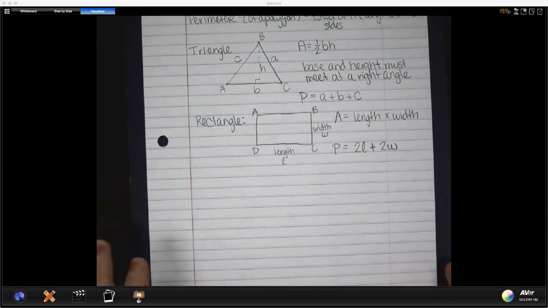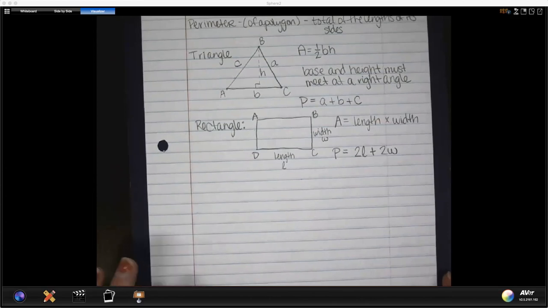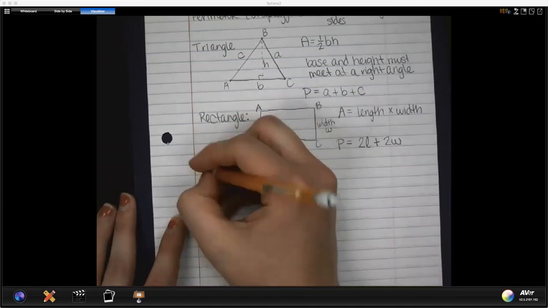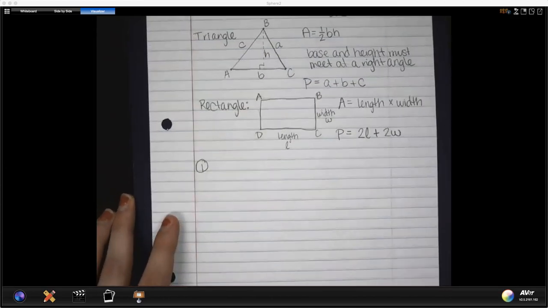Any questions about triangle, rectangle, area, perimeter before we get started with those questions? Any questions about the information before we do math with the information? All right. I haven't even done any math yet. All right, question number 1.